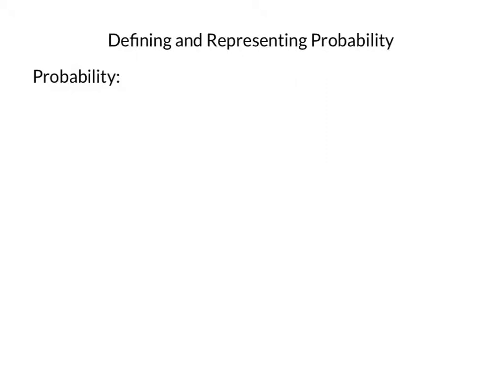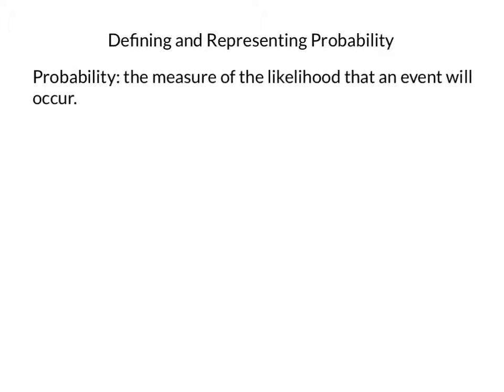So probability is a measure of the likelihood that an event will occur. And that measure happens between 0 and 1. This is very important. So at 0, that means it is impossible. 1 would be that it is certain or guaranteed.